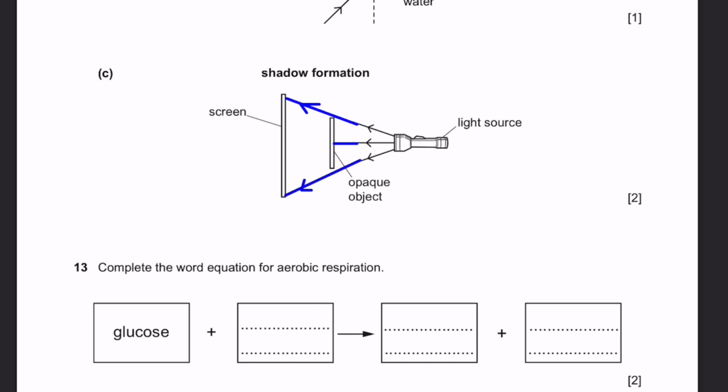Question 13. Complete the word equation for aerobic respiration. This is quite straightforward. Glucose plus oxygen produces carbon dioxide plus water.